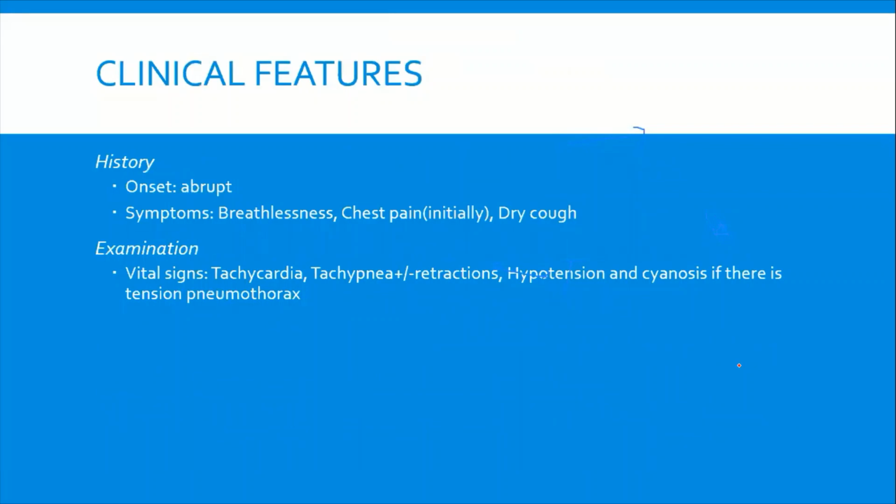This child will obviously present with increased breathlessness, isn't it so? And initially there can be a chest pain, okay, because parietal pleura is irritated. And there can be a dry cough. What are you going to examine in this child? What are the things you will look for in the vital signs?